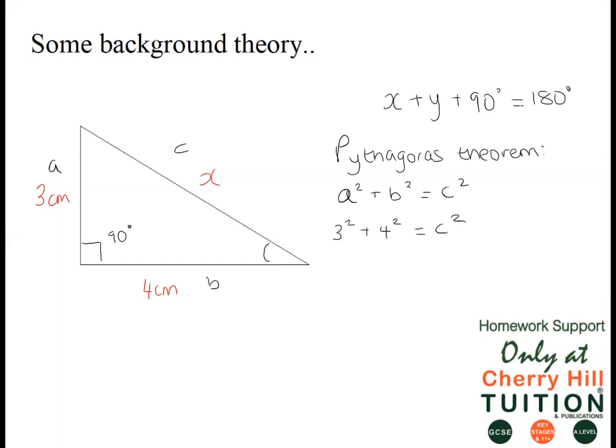And then we simply simplify in order to get c squared. So 3 squared is 9, plus 4 squared, which is 16, is equal to c squared. This leaves us with 25 is c squared, so c is plus or minus 5. And because it's a length, it has to be the positive value, as the length cannot be negative, so c is 5. Okay?